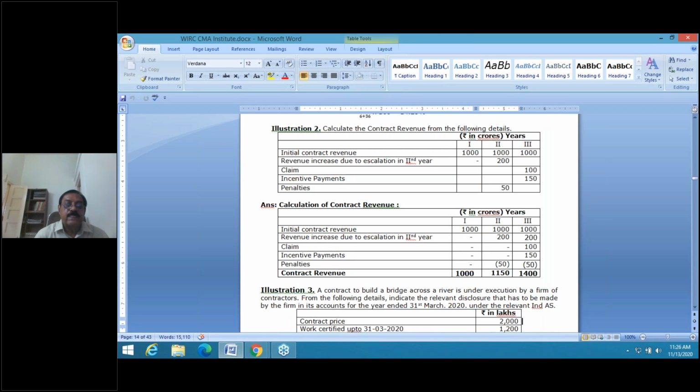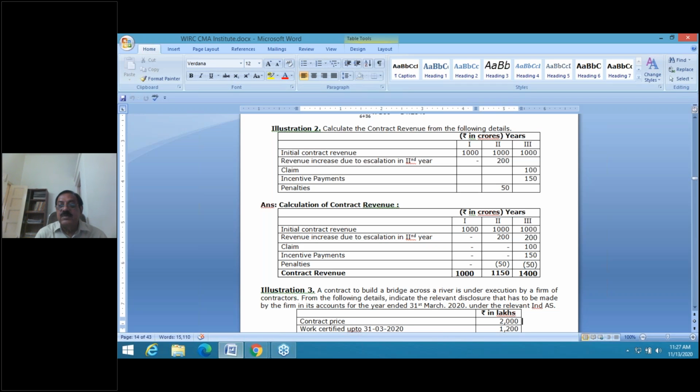Illustration 2. Contract revenue is decided. Initial contract revenue is 1000. In the second year, a revenue increase due to escalation is approved for 200. In the third year, because of the fault of the contractee, the contractor is eligible to claim 100 rupees. Incentive payments, whatever the terms have been decided accordingly: he has finished the work earlier than prescribed, so incentive payments are eligible for 150 rupees.